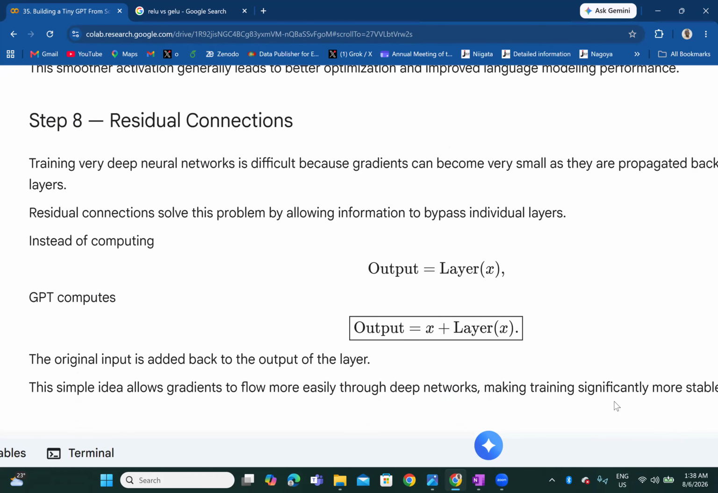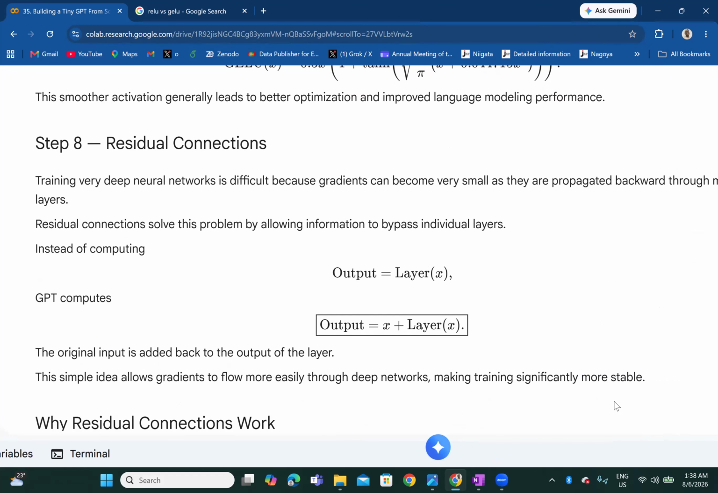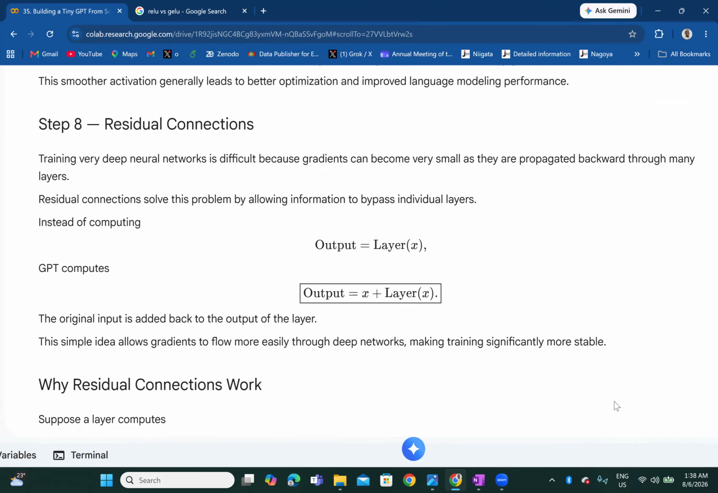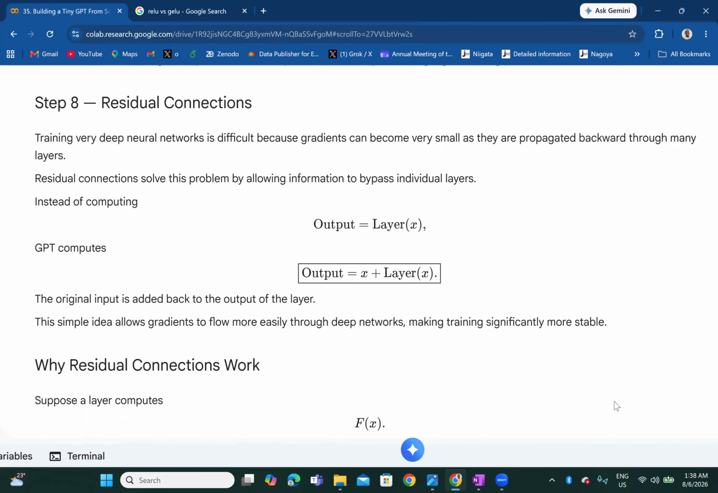Then we have residual connections at step 8. That's the steps we saw, explaining them one after the other. Training very deep neural networks is difficult because gradients can become very small as they are propagated backward through many layers. Residual connections solve this problem by allowing information to bypass individual layers. Instead of computing output equals layer of x, GPT computes output equals x plus layer of x. So the original input is added back to the output of the layer. This simple idea allows gradients to flow more easily through deep networks, making training significantly more stable.